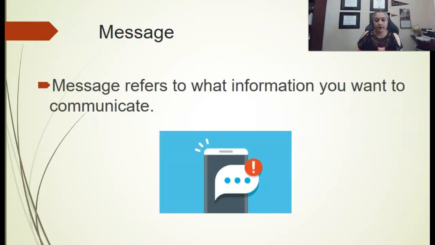The fourth element is message. Message refers to what information you want to communicate. This is the content of your document. It should be aligned to your purpose and targeted to your audience. Your message should be clear and concise. Eliminate any unnecessary or irrelevant information. Your message should be professional and expressed in an appropriate tone for the audience, purpose, and context.